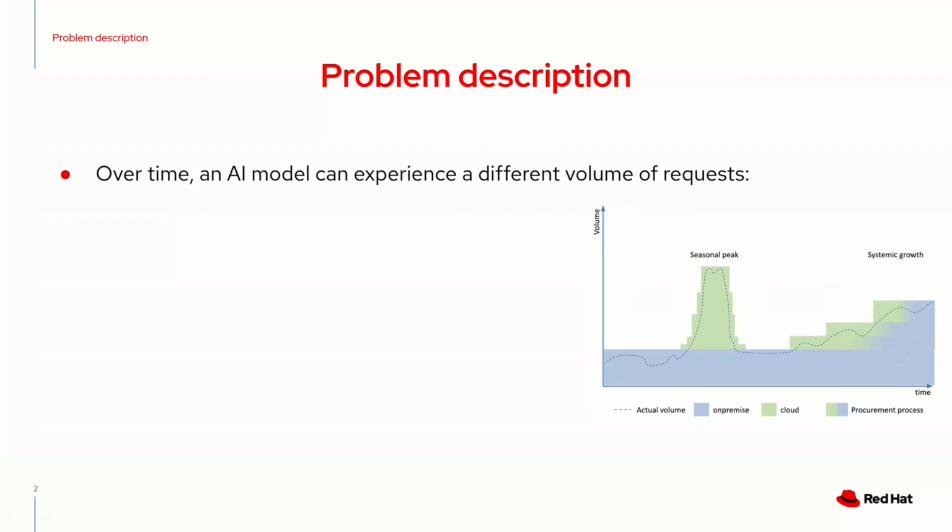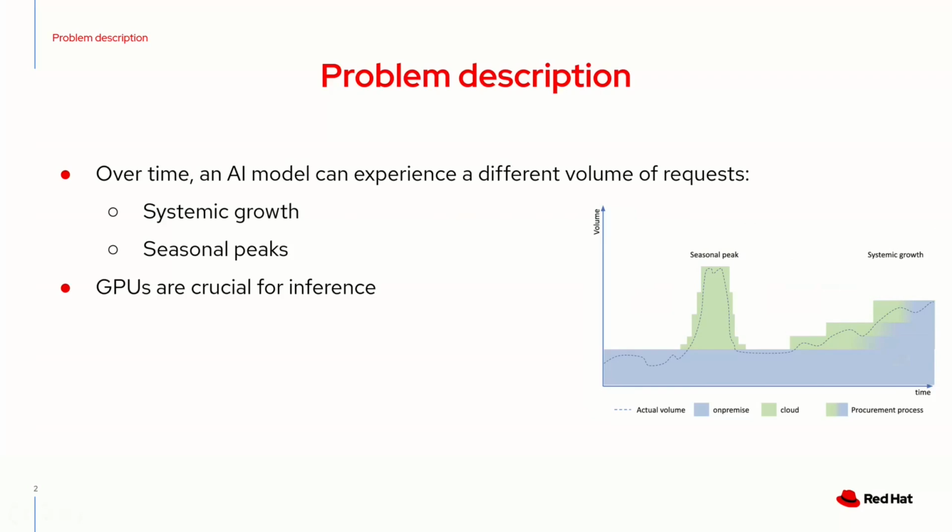Nowadays, GPUs are crucial for AI inference. However, an AI model can experience a different volume of requests over time, and this could depend on systemic growth, if the model is gradually gaining popularity and therefore queried more over time, or seasonal peaks, when the model has a much higher volume of requests than usual for a very short and sporadic amount of time. The same applies to GPUs. But what to do if our cluster doesn't have them?